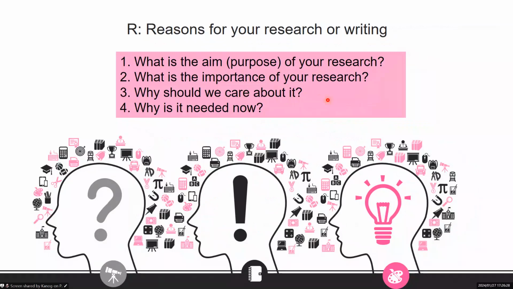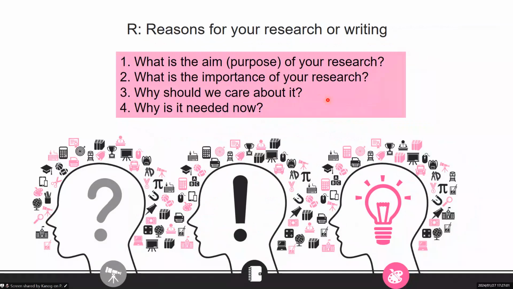That's why when you do the research, you might need to consider: is it needed now? Is it important now? Or is it already something old, right? People don't read it, right? The publisher might not want your paper in their journal, because it's not very interesting.